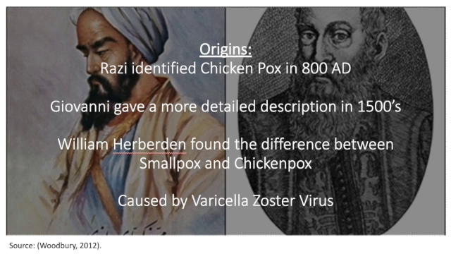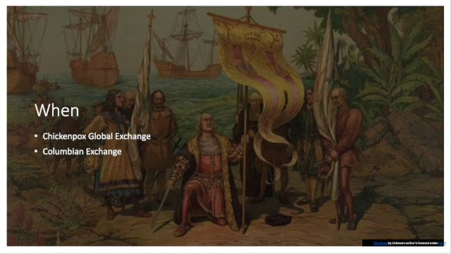Giovanni was the first one that found more detailed information in the 1500s about chickenpox. He found that chickenpox is from the Varicella zoster virus and the herpes simplex virus. He is the one responsible for the definition of chickenpox and some of the information we know today.